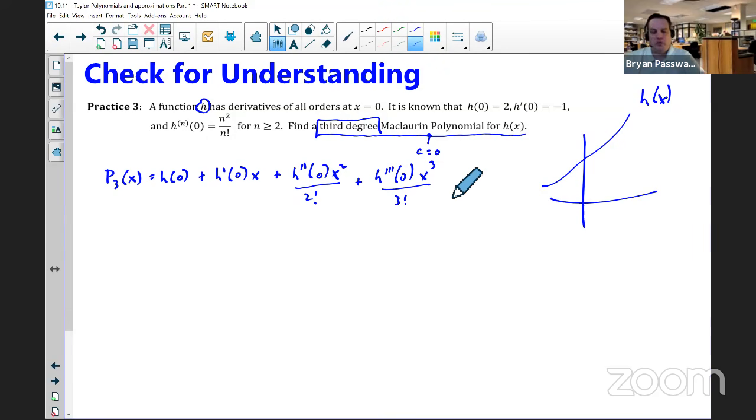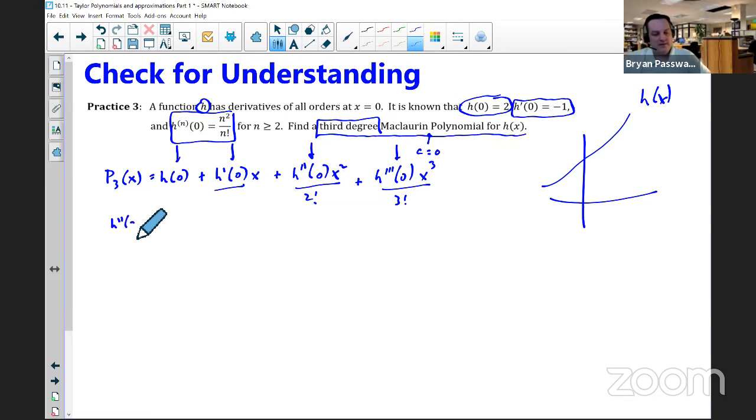So I like to write out the general formula down first, and then all I have to do to come up with my answer is find all of these values right here. That's what your job is. So h of 0, well, guess what? The problem told you h of 0, it's 2. That's pretty cool. H prime of 0, I told you that too. It was -1. Hey, this isn't so bad after all, is it? Now, the other two, I kind of stopped giving you information, didn't I? Well, but I did tell you this nice little formula here that says the nth derivative at 0 is just n squared over 2 factorial.